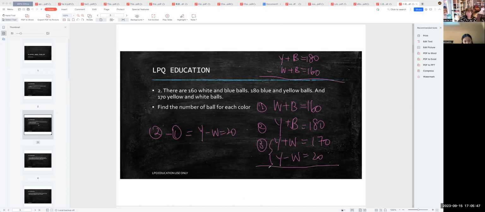What are you going to do? You minus them, you plus them, it doesn't matter. I'm going to do plus. So Y plus Y equals 2Y. W minus W, no W. 170 plus 20 equals 190. So Y equals 95. And Y equals 95, so W equals what?